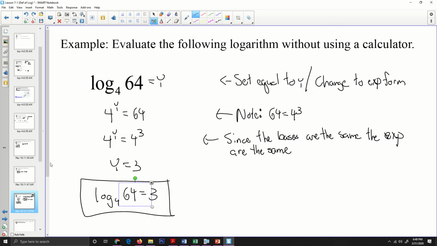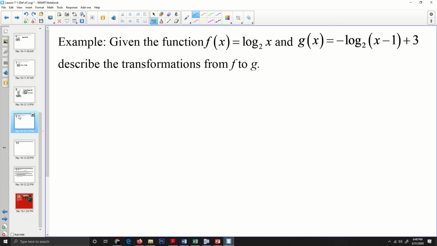All right. Next, it says given the function f of x equals log base 2 of x and g of x equals negative log base 2 of x minus 1 plus 3, describe the transformations from f to g. All right, so I'm looking at that and I see 3 transformations, 1, 2, 3. And so we're going to do it just like we've always described transformations. We're going to pick a number, plug it in, and see what happens and how we would evaluate it.